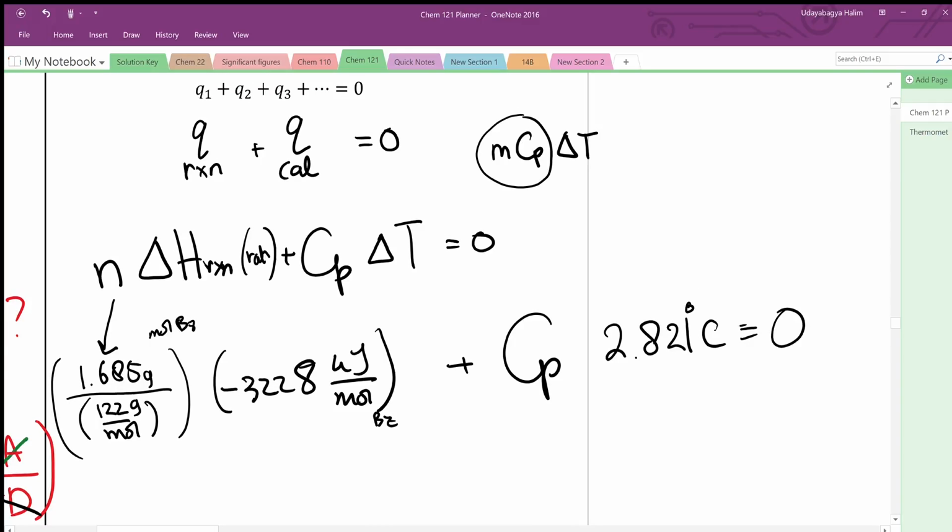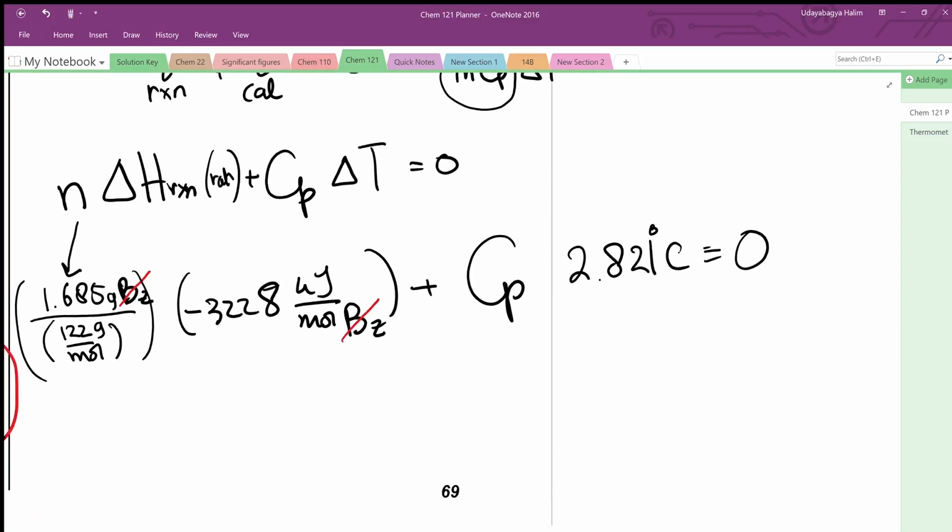Sorry, for the first part, why does it not matter that we don't have the ratio? Because this is written in terms of moles of benzoic acid, and the delta H is written per mole of benzoic acid. So the unit already cancels out. We're calculating the moles of benzoic acid, and this is 3228 kilojoules per mole of benzoic acid. So it nicely cancels out already. Yeah. I'm skipping a few steps, that's all.